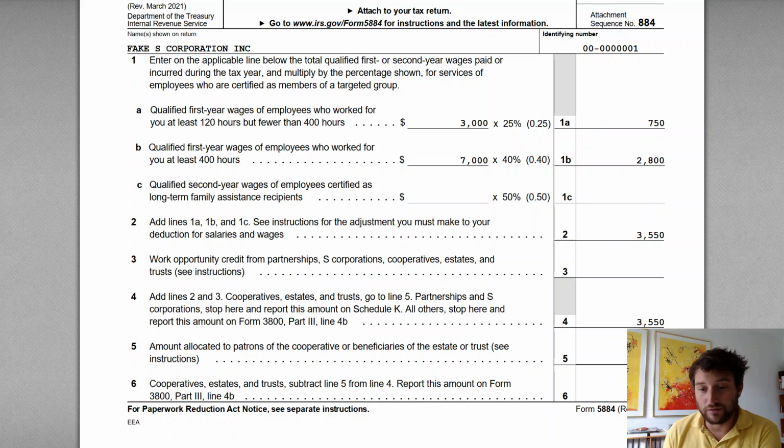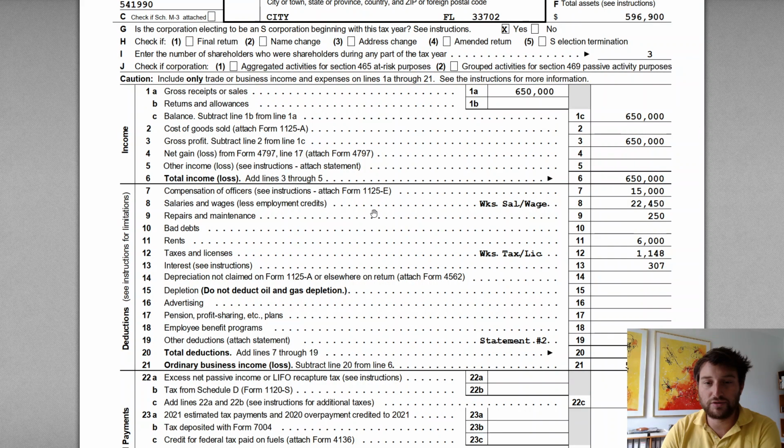Okay, so page 1, here's the S Corporation, Form 1120S, page 1, right? We've got Fake S Corporation, its initial year. We've got the revenue and all the expenses here in lines 7 through 20. Now on line 8, you can see the $22,450 amount. This is the amount that is net of the credit for $3,550. Okay, so the total salaries and wages that they had for tax purposes initially was that number plus the $3,550.